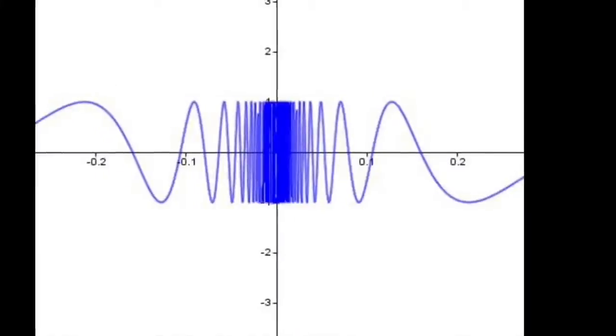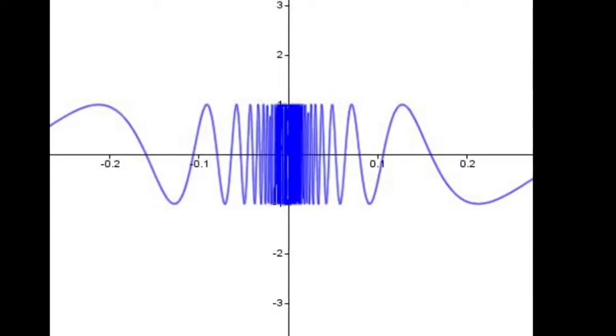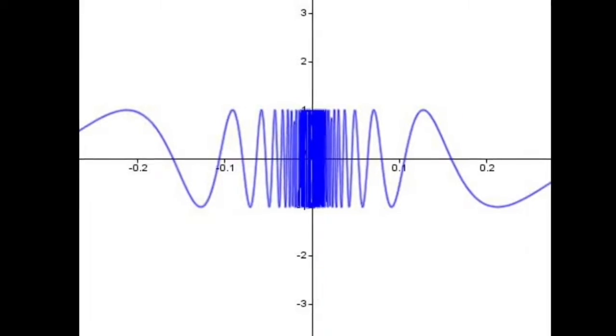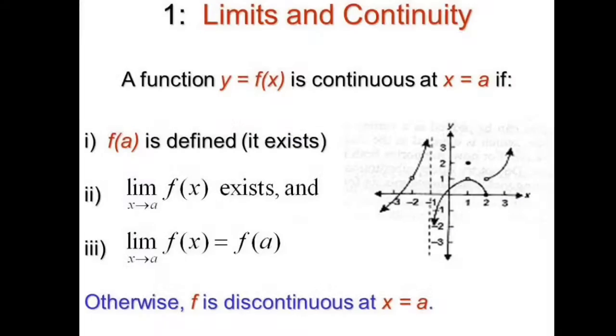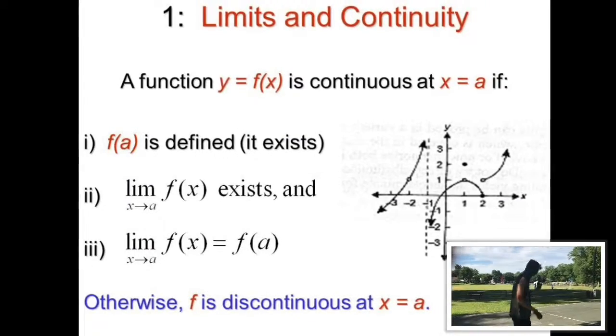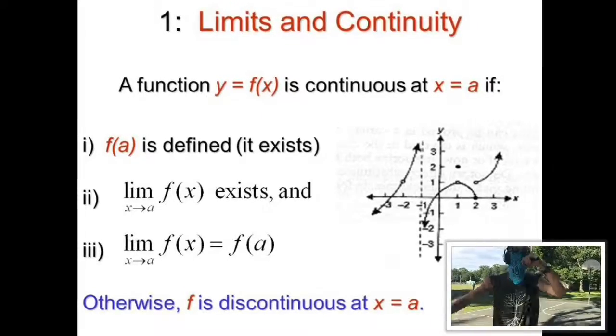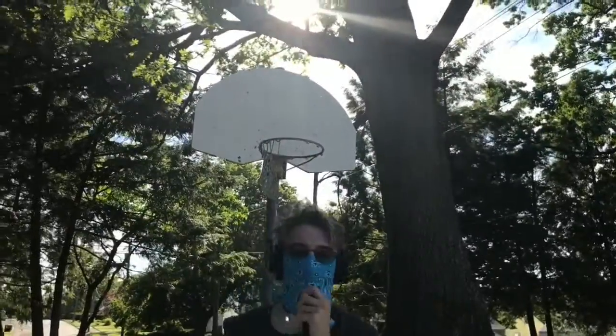Or there's behavior that's oscillatory. Don't forget continuity: a function is continuous at x equals c only if it's defined, the limit as x approaches c exists, and the limit equals f(c).